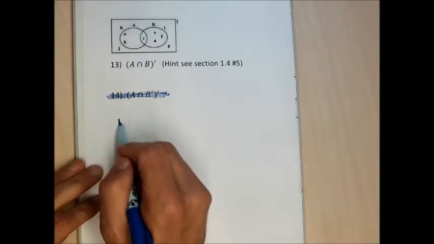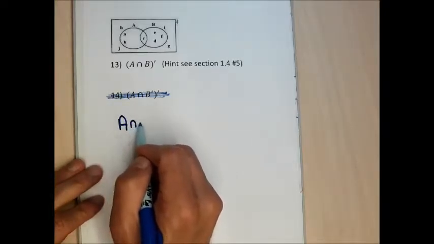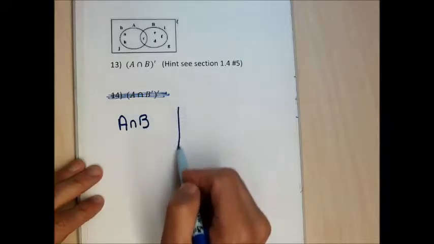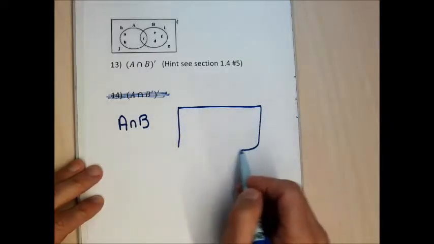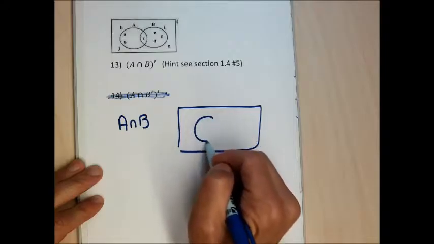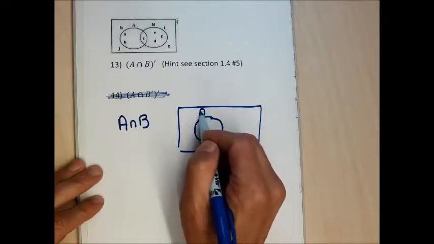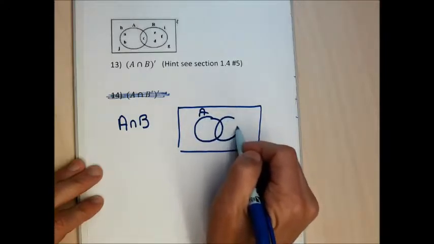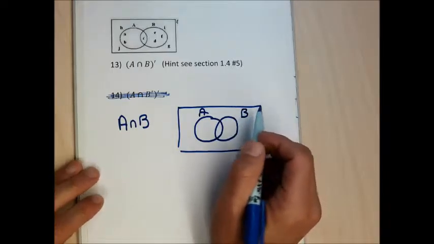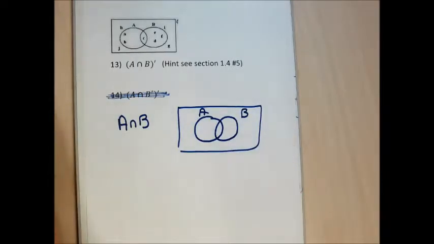So I'm going to start off by drawing A intersection B. And usually I need to do that with two colors. I think it's not that hard to understand what A intersection B is. So, heck, I'll do it in two colors.